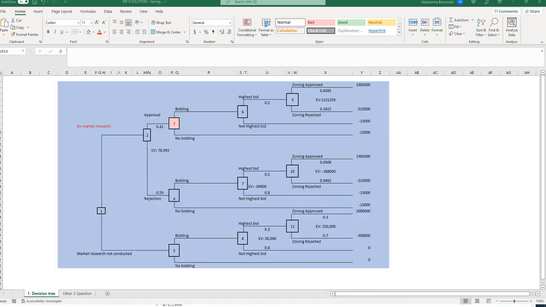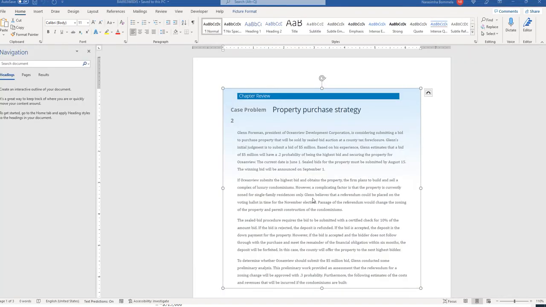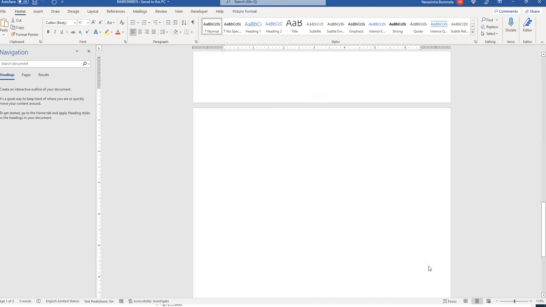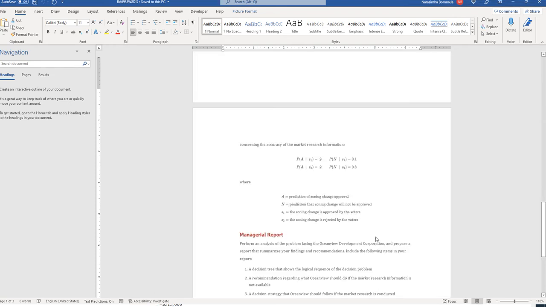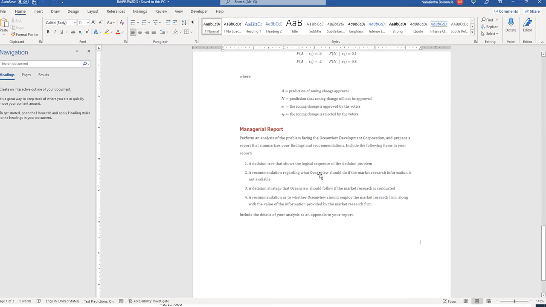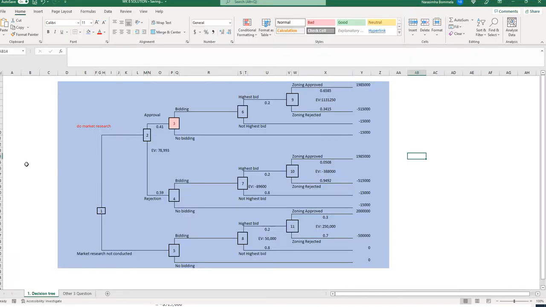the second question of the case problem is a recommendation regarding what Ocean View should do if market research information is not available. So considering the graph, when market research information is not available, it will go for bidding or no bidding. We see that no bidding is not done, bidding is done. When we do some kind of bidding, then only we can create some values.